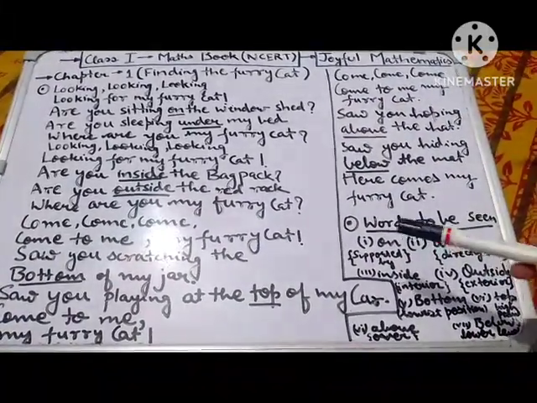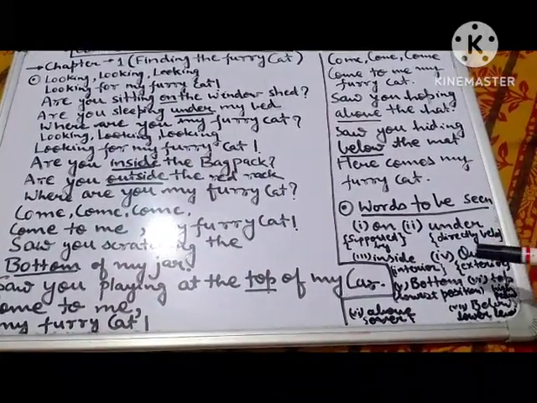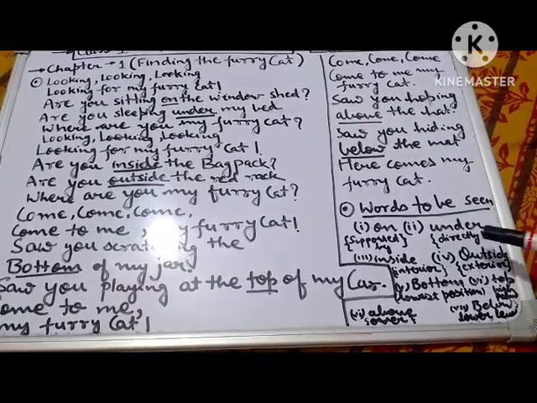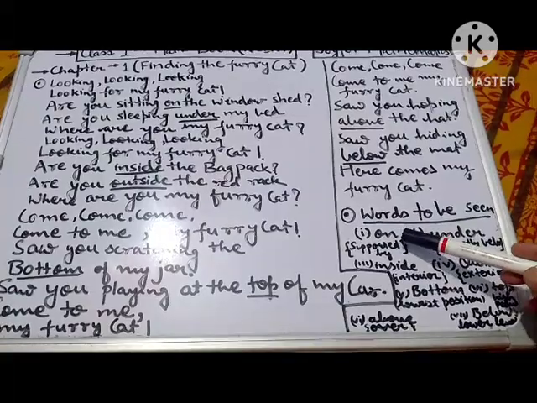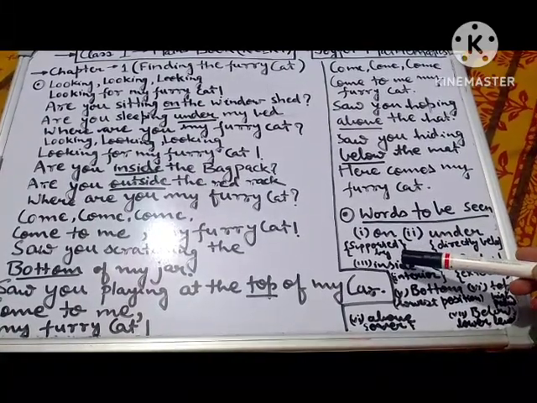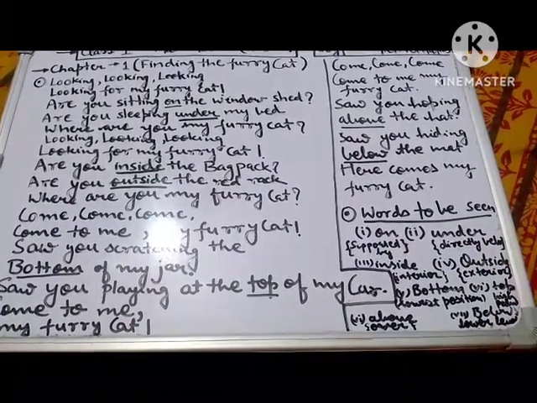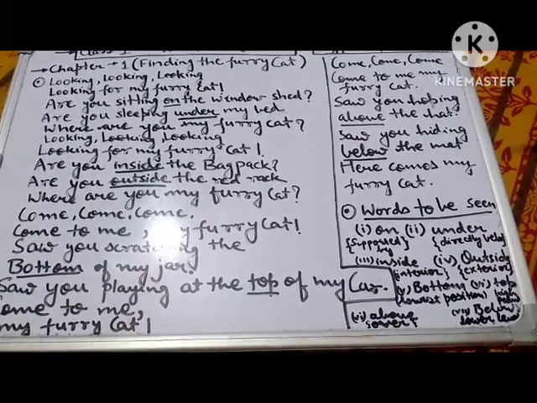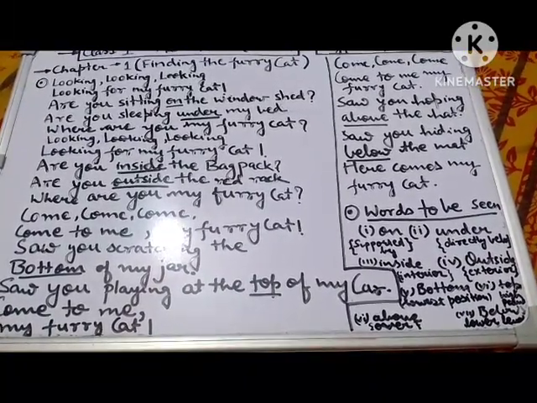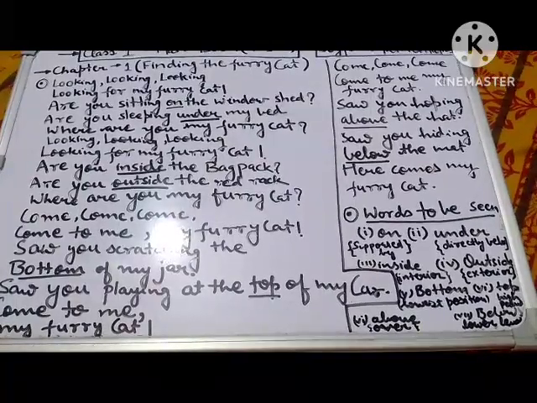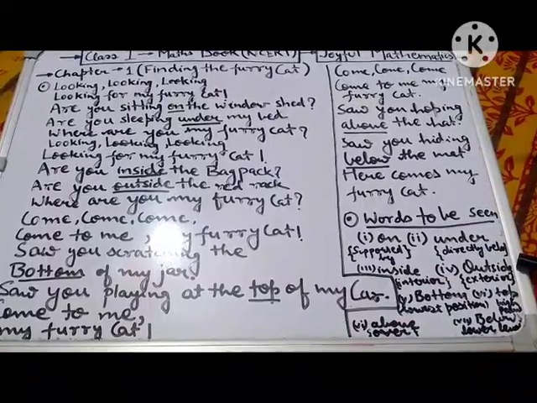So the words marked in this poem are as follows. You can see I have written what the words are and what is the meaning of each word. So the first word marked is on. On is basically the concept of supported by. That is, if anything is kept above anything, we can say that it is kept on that substance. Another word marked is under. So its meaning is directly below.